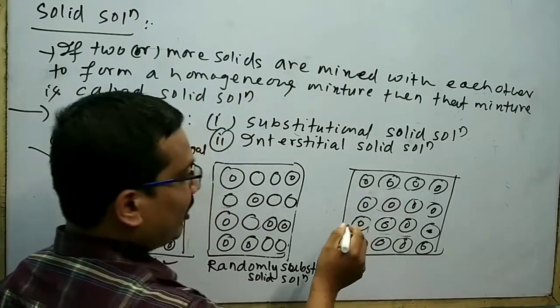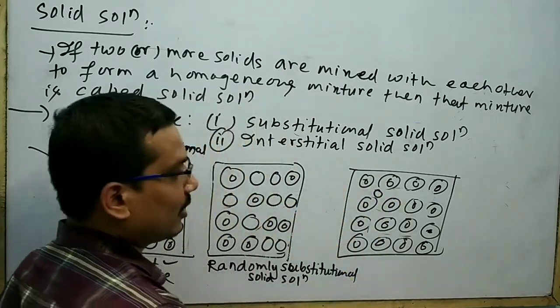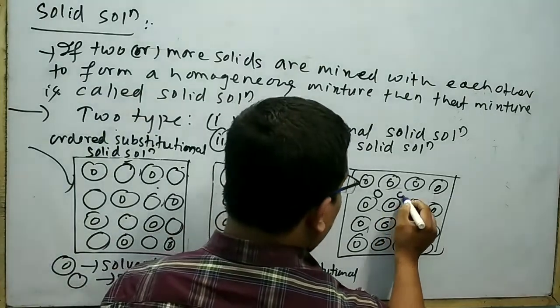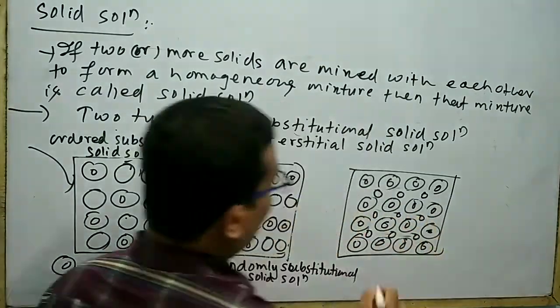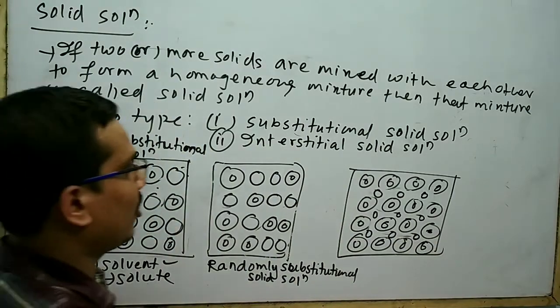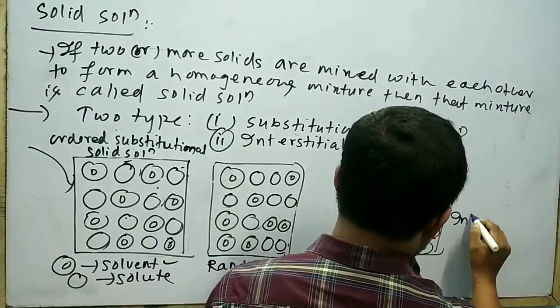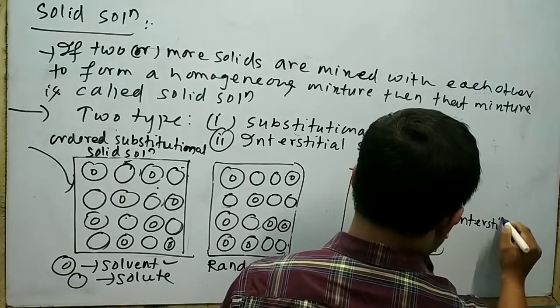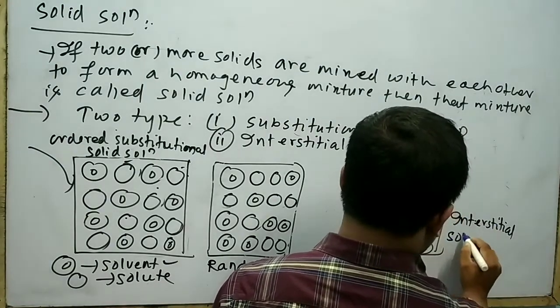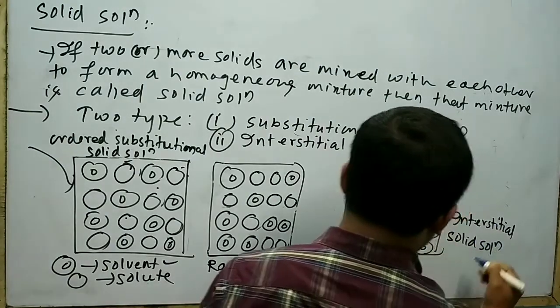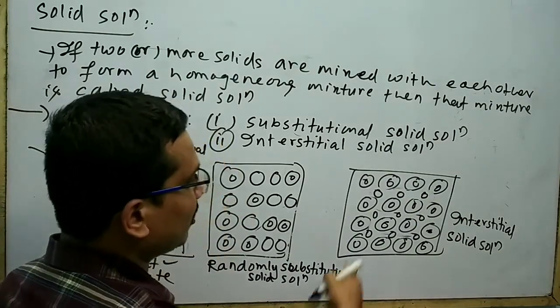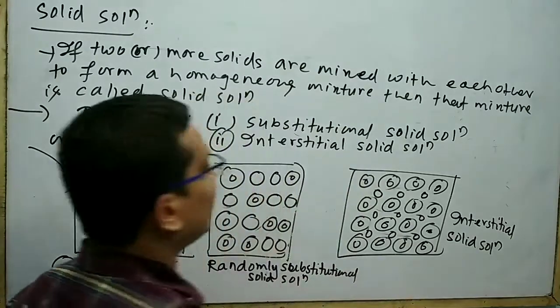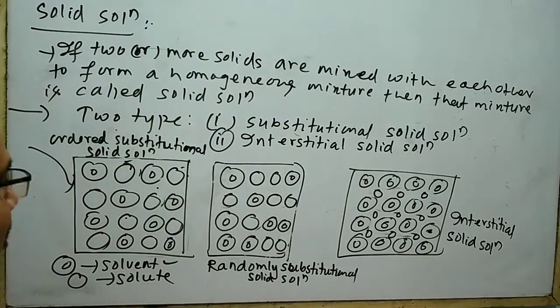If a solute molecule is present here, that means the solute molecule is present like this, then such type of solid solution is called interstitial solid solution. These two are said to be substitutional solid solution. This is also said to be interstitial solid solution.